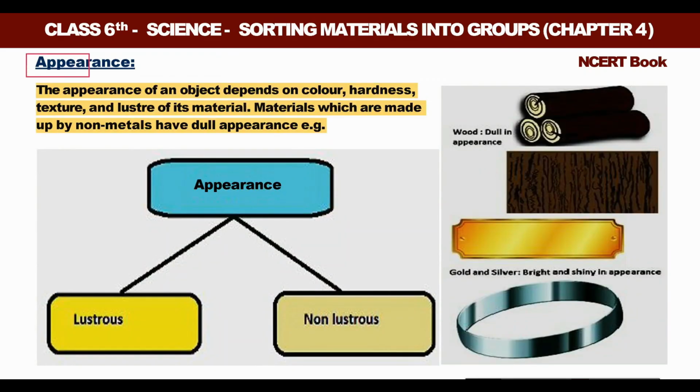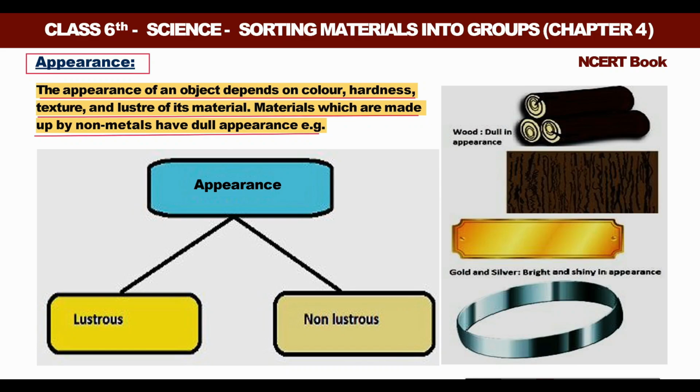Now under the properties we have to see the appearance, which is one of the properties of material. Appearance can be lustrous and non-lustrous. Lustrous means it will shine, and non-lustrous will be a little dull. The shining one is lustrous, and the dull one that does not shine fully is non-lustrous. The appearance of an object depends on color, hardness, texture, and luster of its material. Materials which are made by non-metals have a dull appearance.